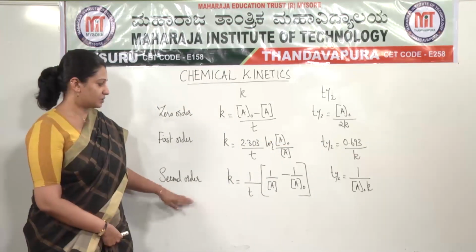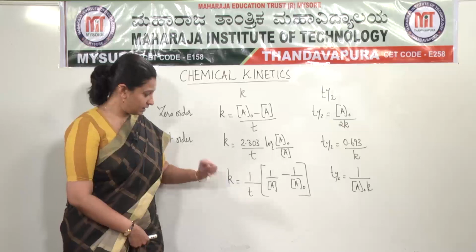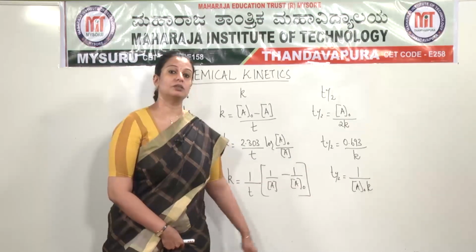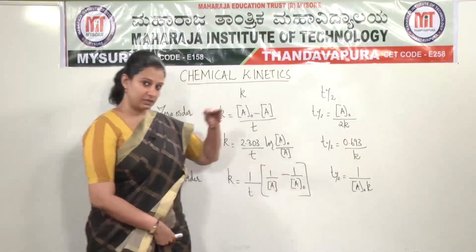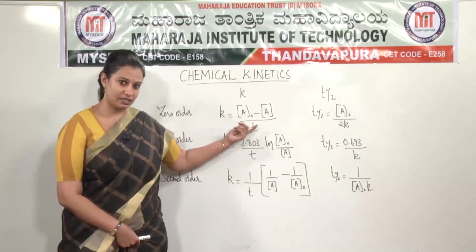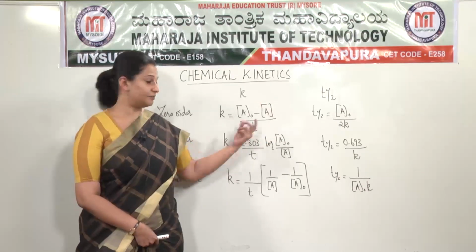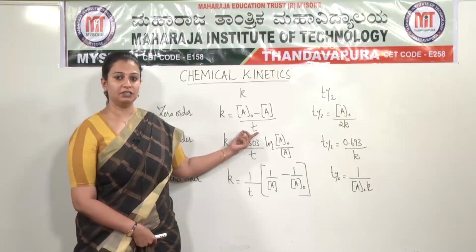For a second order reaction, k is equal to 1 by t, into 1 by A minus 1 by A naught, and here t half is equal to 1 by A naught into k. Please remind yourself that A naught is the initial concentration of the reactant and A is the concentration left after time t.